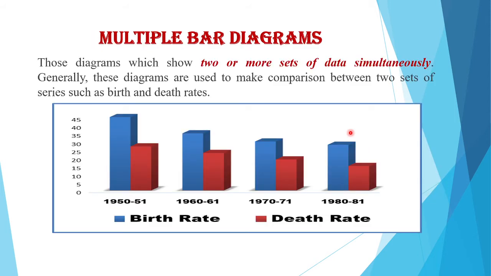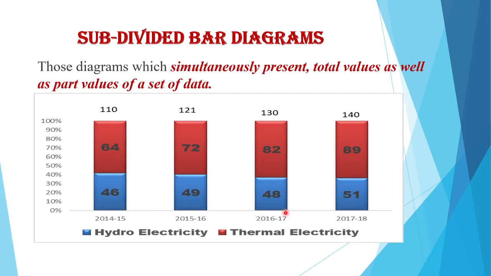Next is the multiple bar diagram, which shows two or more sets of data simultaneously. Here you can see we are making a comparison between two sets of data, that is birth rate and death rate. The birth rate is represented by blue color and the death rate is represented by red color. So when we are representing two or more sets of data, it is known as a multiple bar diagram.